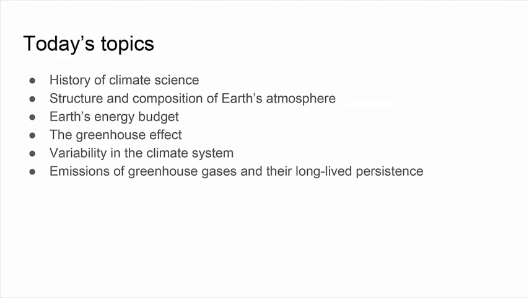And today's topics: we're going to touch on the history of climate science, and then go into the structure and composition of Earth's atmosphere, and then look at Earth's energy budget and how greenhouse gases can affect Earth's energy budget and warm the surface. Then we'll look at different lengths of variability in the climate system that range from anywhere from a year to hundreds of thousands of years. And then the last topic will be on the emissions of greenhouse gases and their long-lived persistence in the atmosphere.